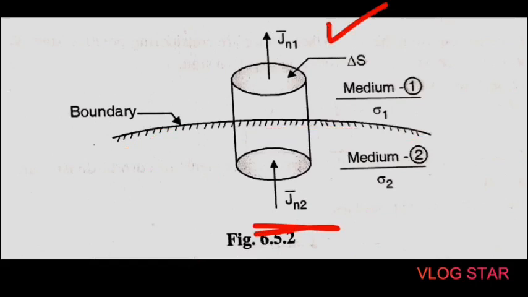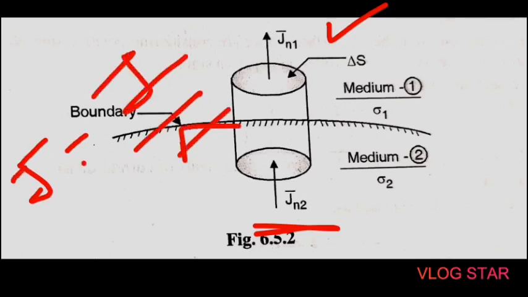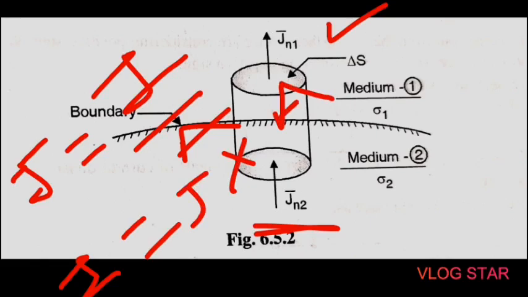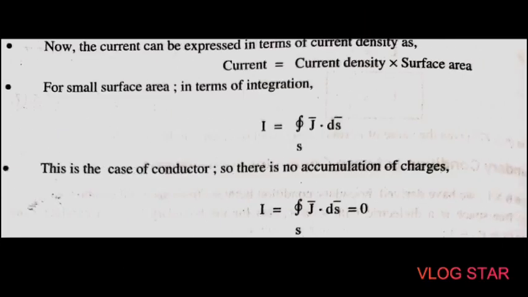Okay, so here the current can be expressed. We know that in terms of current density, J is equal to I divided by A. So we can write the value of this current I is equal to current density into area, that is J into A. So current is equal to current density into surface area.